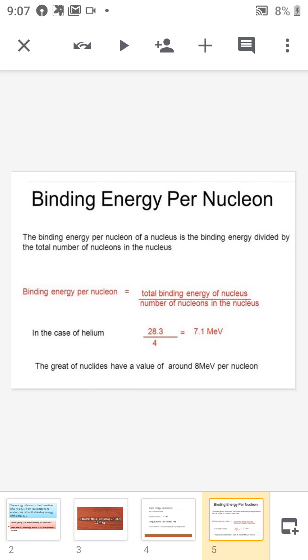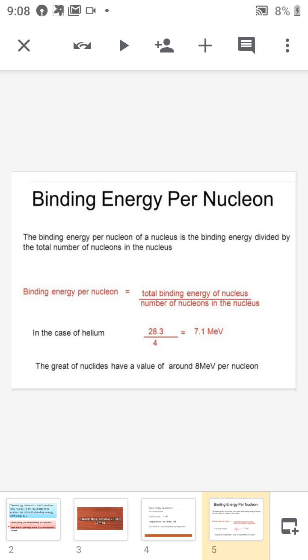Now we are moving to the next title, that is the binding energy per nucleon. The title indicates that we have studied the binding energy for the entire nucleus, and this nucleus is formed by the combination of nucleons. So per nucleon, how much is the binding energy? The definition is that the binding energy per nucleon is the total binding energy of the nucleus divided by the total number of nucleons in the nucleus.